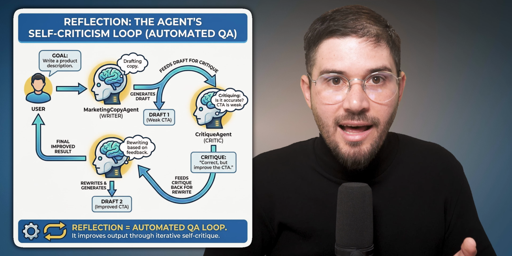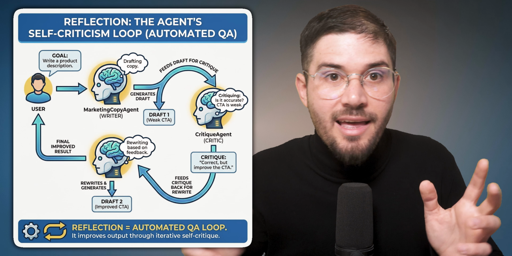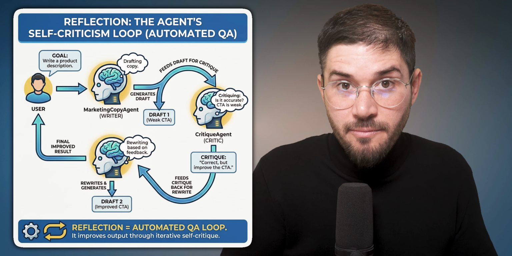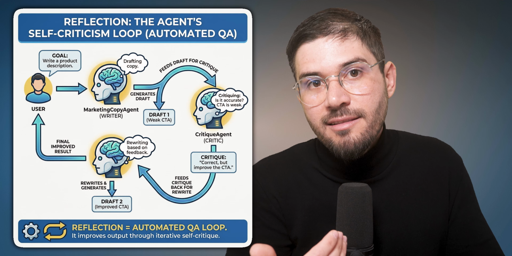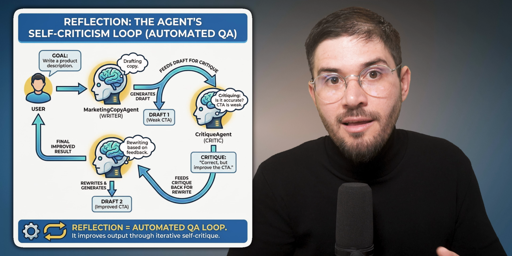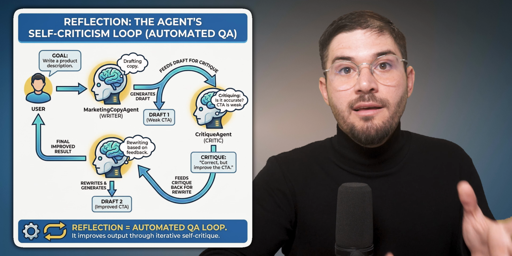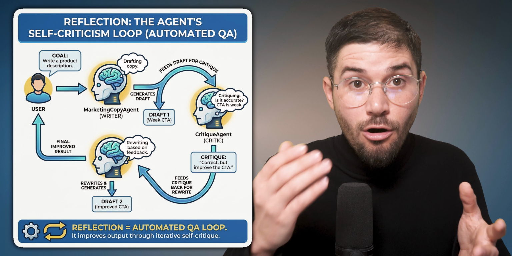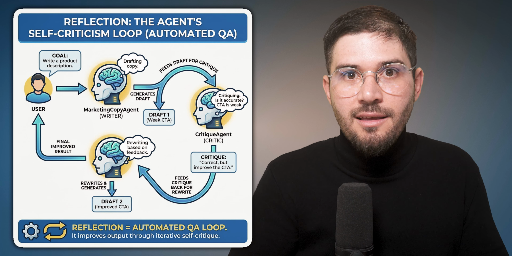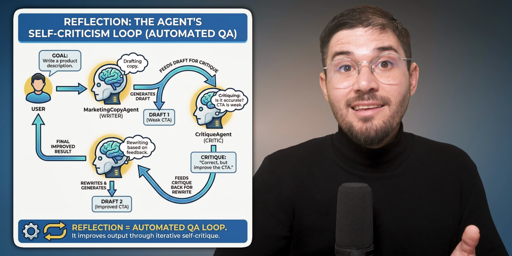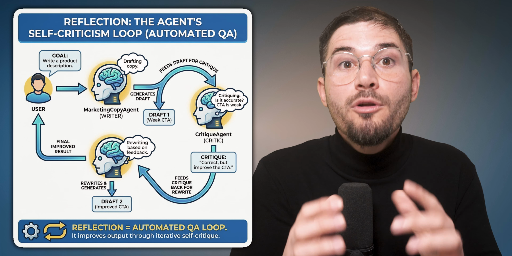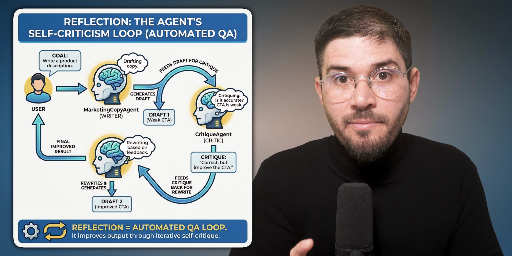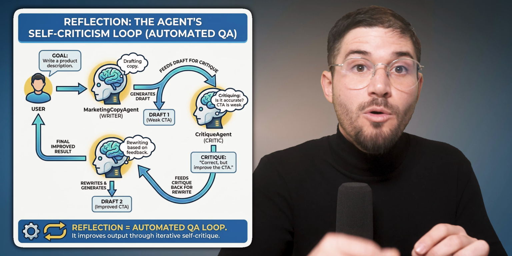For example, a marketing copy agent writes a product description. It then passes the draft to a critique agent, which responds: the description is factually correct, but the call to action is weak. The original agent takes this feedback and does a second pass, producing a much better result. It is an automated QA loop.